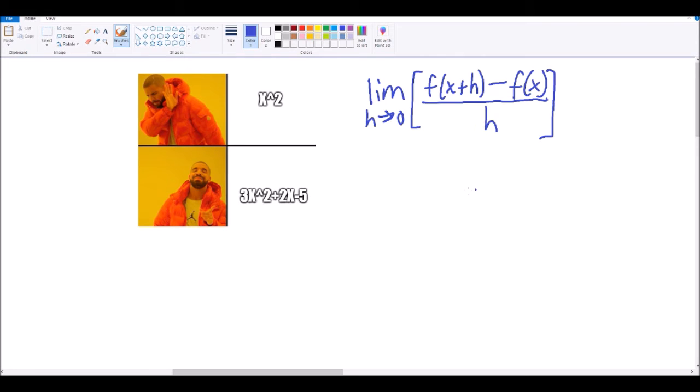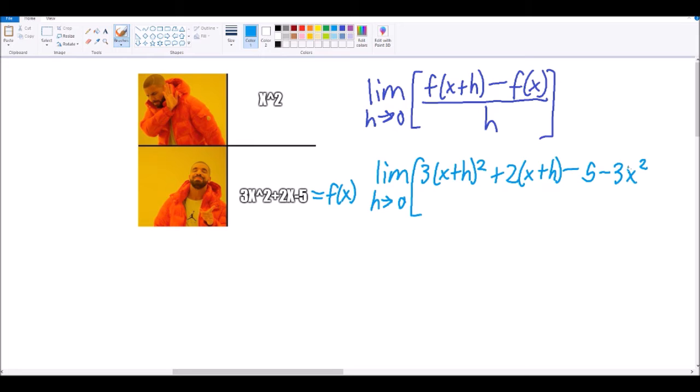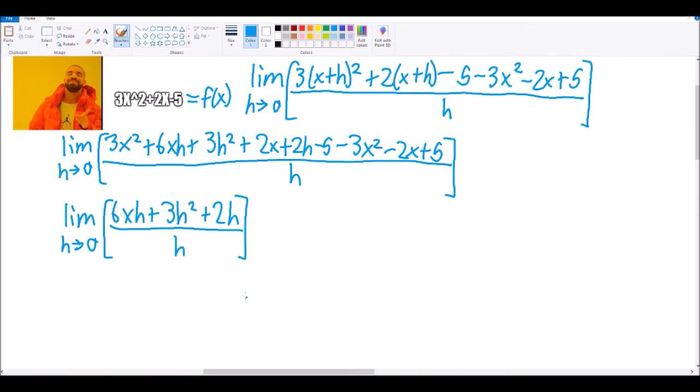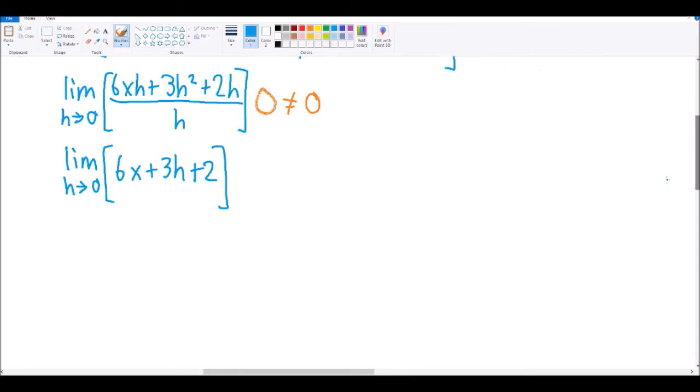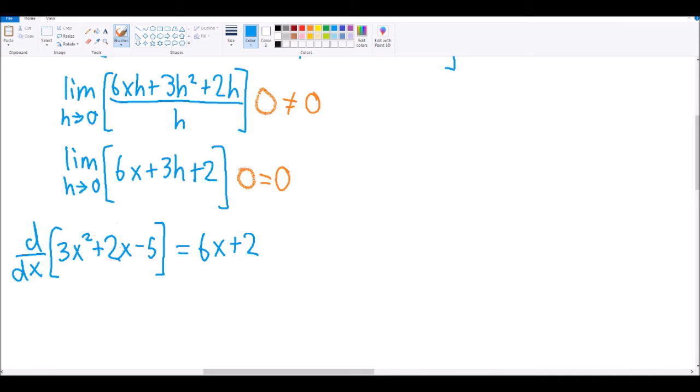Now let's suppose a function was 3x squared plus 2x minus 5. Remember that the f of x plus h replaces all the x's with x plus h. And here we invoke the convenience of limits and say that approaching 0 is not the same as equaling 0, so we can divide everything by h. And now we use convenience again to say that approaching is the same as equaling, so we plug in h equals 0. There's a few things to notice here.